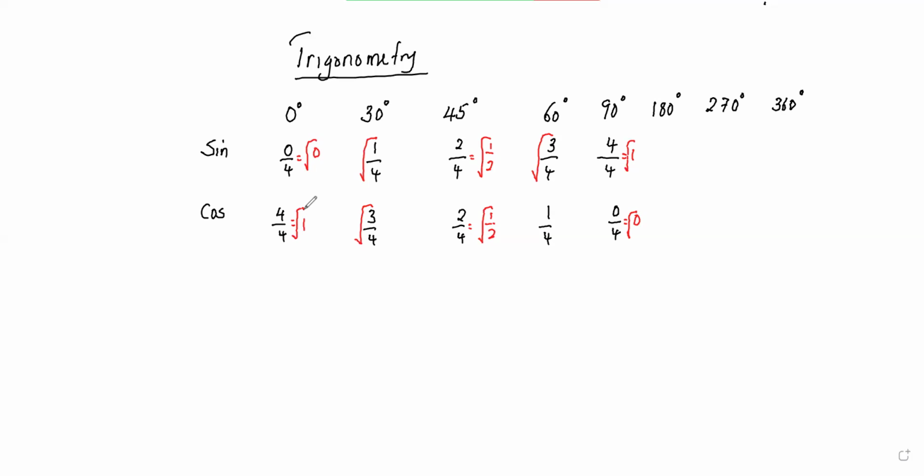So now after getting the roots, what do we have? The root of 0 is 0. This guy is 1 over 2. This guy is 1 over root 2. This guy is root 3 over 2. And this guy is 1. Now for the other row, this guy is 0. Now we get the root here. This guy is 1 over 2. This guy is 1 over root 2. And this guy is root 3 over 2. And this is 1. So that's how we get the values of these angles.